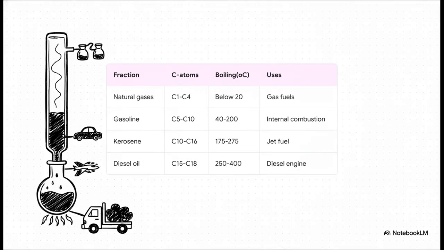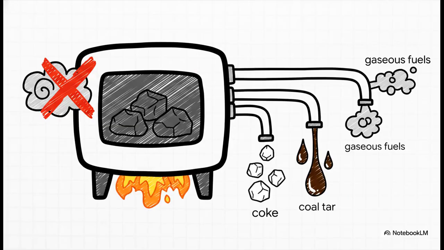So how do we sort all those chopped up bits? Through a process called fractional distillation, we separate petroleum based purely on the boiling points of the molecules. The smallest chains, carbons 1 through 4, boil off below 20 degrees Celsius to become bottled natural gases. Slightly larger chains become the gasoline for our cars. Even larger ones, boiling up to 275 degrees, become kerosene for jet engines. And the really heavy massive chains become diesel fuel. We literally just boil the crude oil and it perfectly sorts itself by size. It's genius.